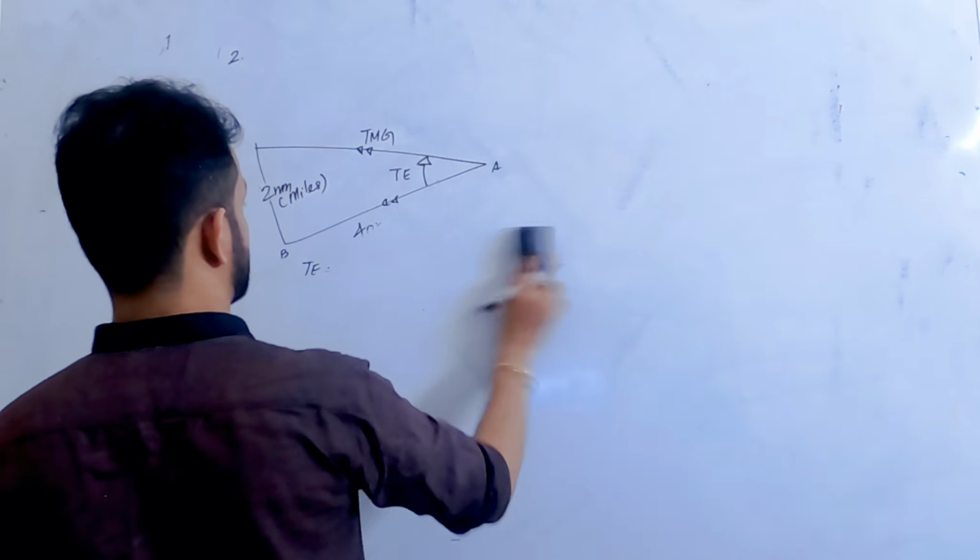Question number 3. An aircraft leaves A to fly to B, a 95 nautical mile distance. So AB is given as how much?